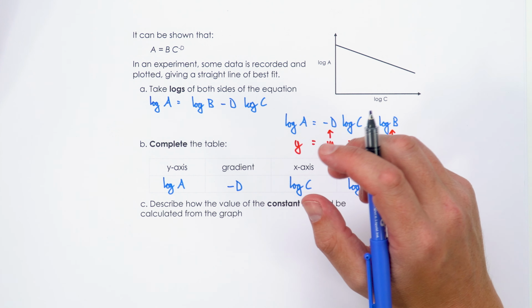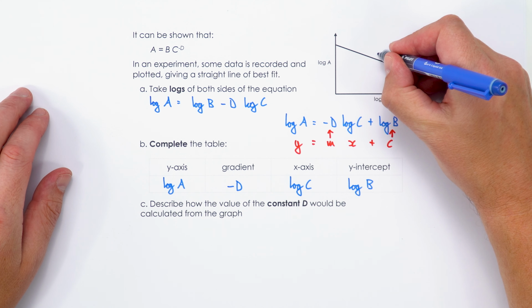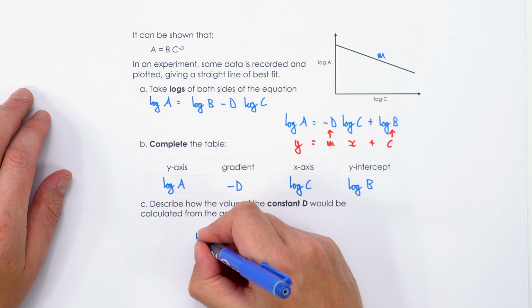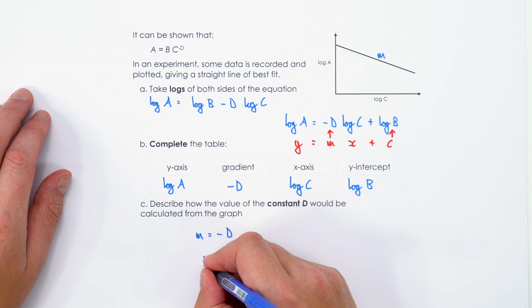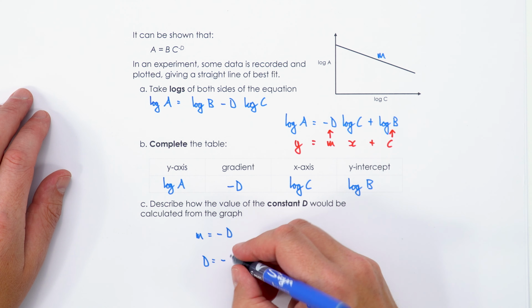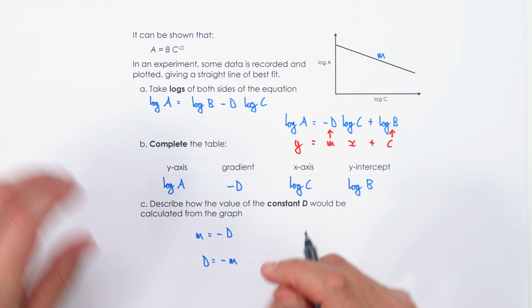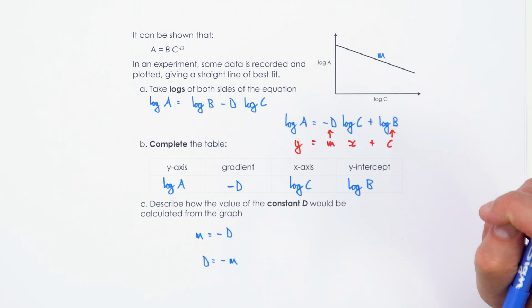So how could we find the value of D from the graph? Well, simply, if we can work out the gradient, we can see that the gradient is equal to minus D, and that means the value of D must be equal to the negative of the gradient. So because we've got a negative gradient, this would mean that D would actually be a positive value.